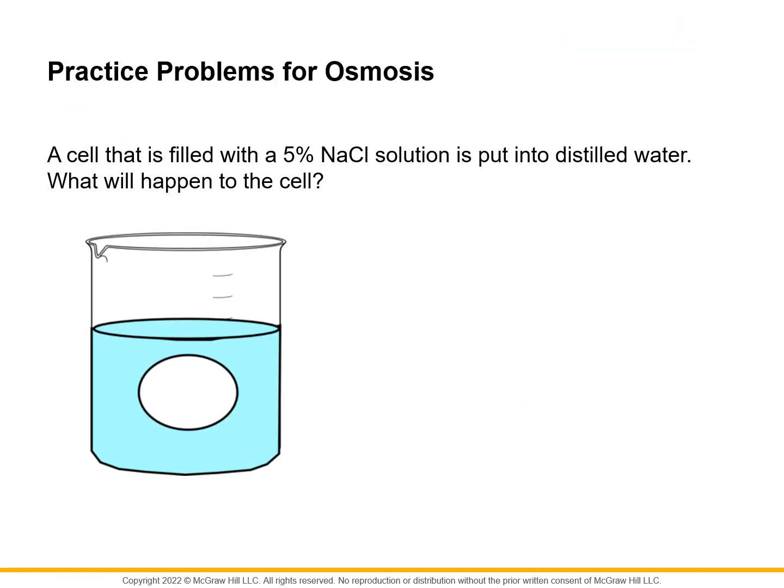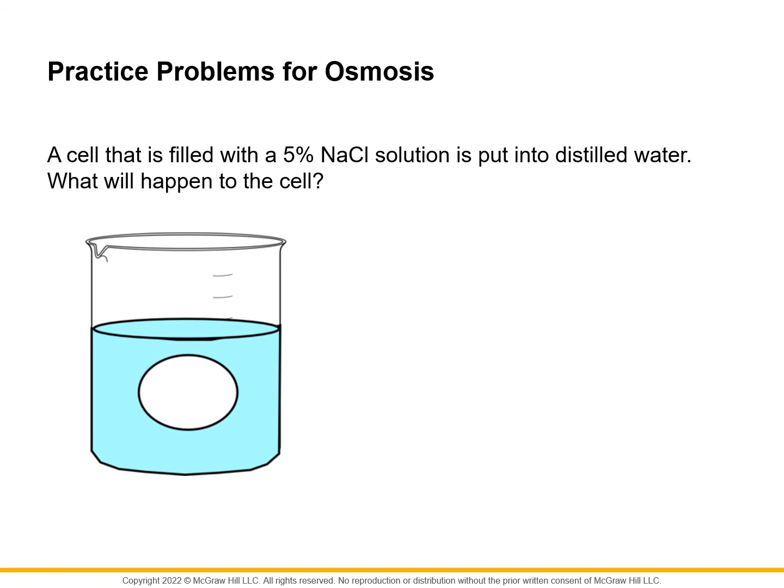There are several different ways to present problems involving osmosis, and so I'm going to give you 3 problems here in this video. So what you should do is read the problem, pause the video, see if you can solve it on your own, and then play the video again and see how I solve it. So the first question: a cell that is filled with 5% sodium chloride solution is put into distilled water. What will happen to the cell?